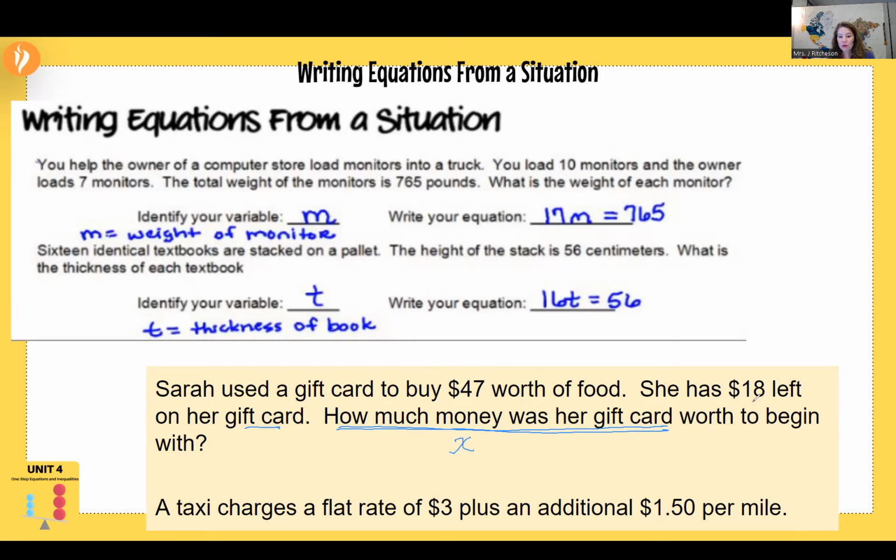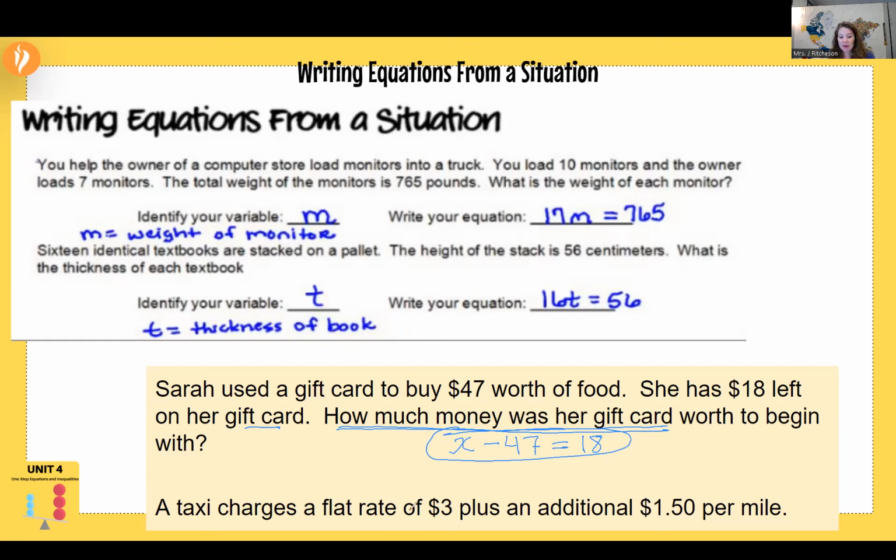We do know that she bought $47 worth of food, right? So whatever the total was, she subtracted $47 from it, and what was left? 18. Okay, so this is the equation we're looking for right here. And then, of course, to solve the equation, you would add 47 to 18. But I really want you guys to practice writing the equation.